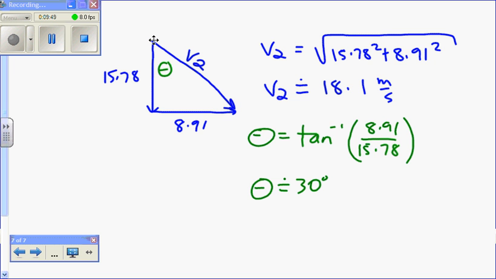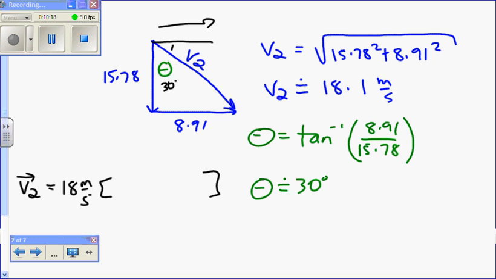Now an interesting thing is how do you report that? I've got 18 meters per second. I'm going to round it because of the original question. So V2 is 18 meters per second, and what is this direction? Because we're not talking north and east here. We don't even know if it's east or west or north or south. But here's how you do it. When you have something moving at an angle, you compare it to the horizontal. So if this is my horizontal, if this is 30 degrees, this must be 60 degrees. And that's how you report the angle.